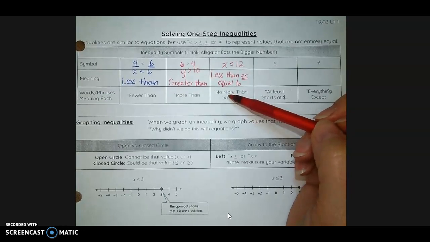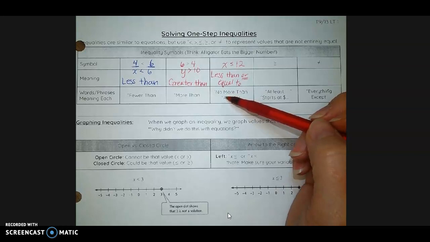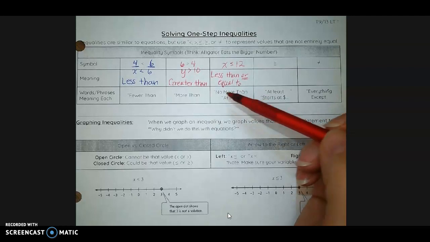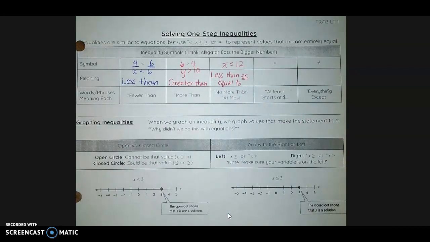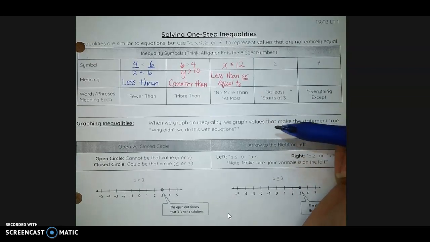And I like to think of my kids going to the playground, and it says only kids under a certain age are allowed to play there. So kids 12 and under, or 5 and under, or you can only eat on the kids' menu if you are this age or younger. So that's what my less than or equal to is going to show.